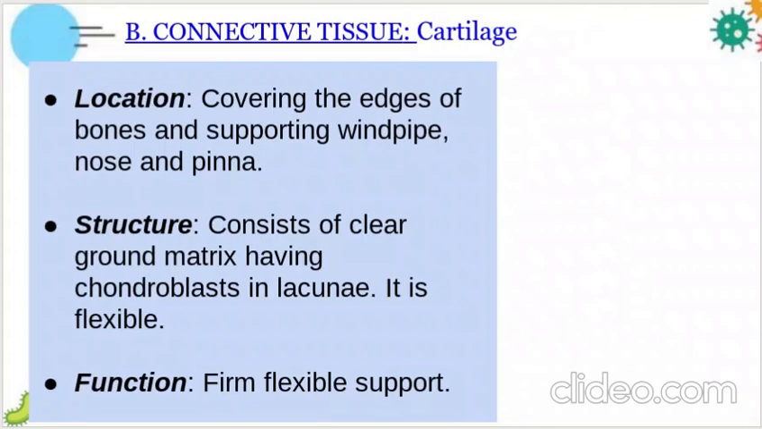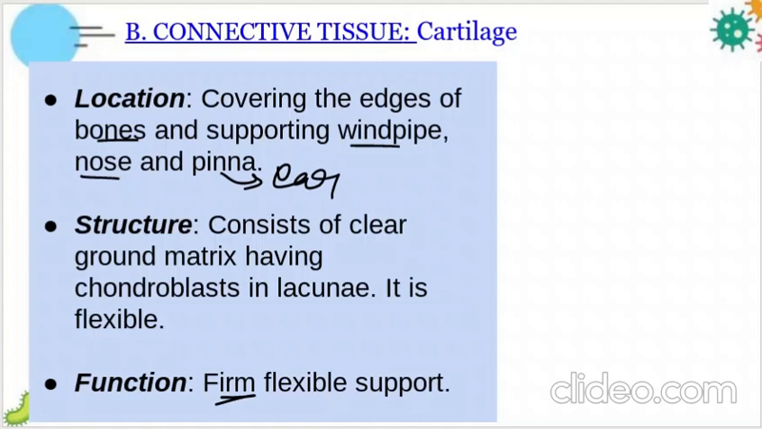Now the next type is cartilage. Cartilage is the second type of connective tissue. You might have studied where it is. It's present in the top of the ear, even in the tip of the nose, right? So it covers the edges of bones and supports the windpipe also, in the trachea and the respiratory tract. The pinna is where it's present in the ear. It is firm and flexible also, a flexible, supportive tissue.